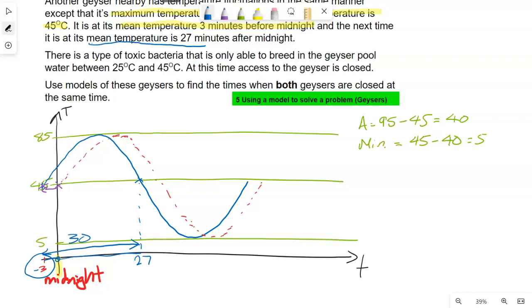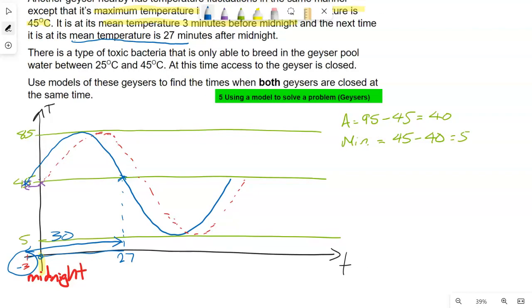And we know from here to here is half the period. So if from here to here is 30, then from here to here is another 30. So therefore the period is 2 times 30, which is 60. You don't even need to write that down. Remember, everything I'm writing down is what you should be writing on your paper. All of these things are evidence that you know what you're doing.